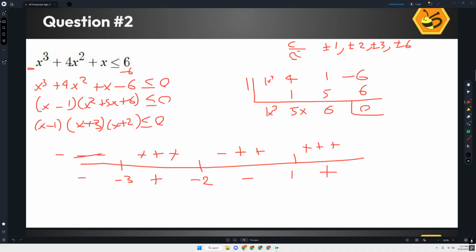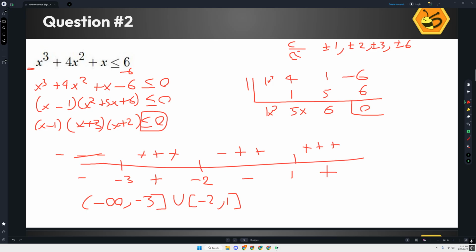And then from there, we want our interval, and we're saying it's going to be less than or equal to 0, so that means it's going to be the ones that are negative. So we're going to say it's negative infinity to negative 3, hard bracket, union, negative 2 to 1, union. Any questions?